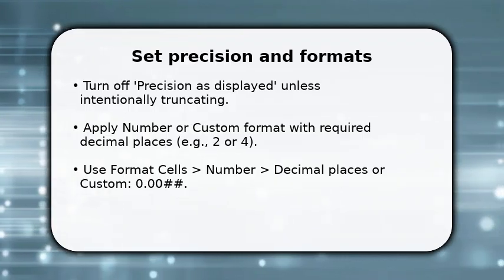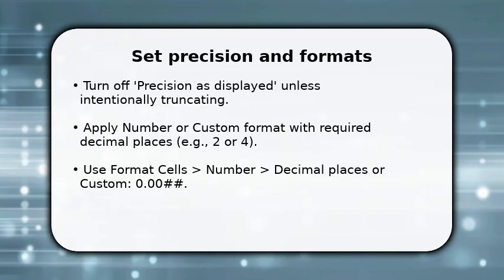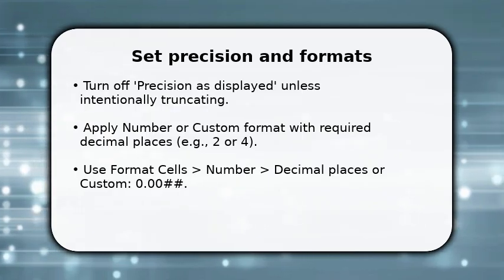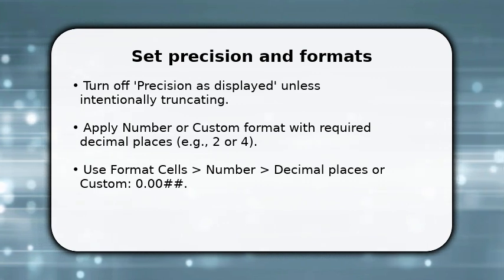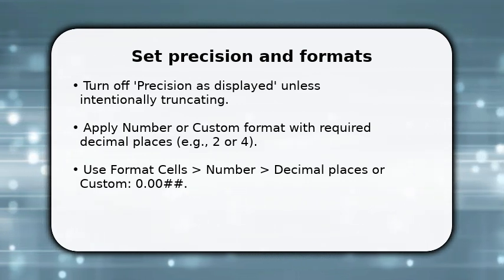Also, switch any General cells to a specific number format immediately, because General auto-formats and can appear to round. These are the first actionable steps to stop Excel from rounding values.